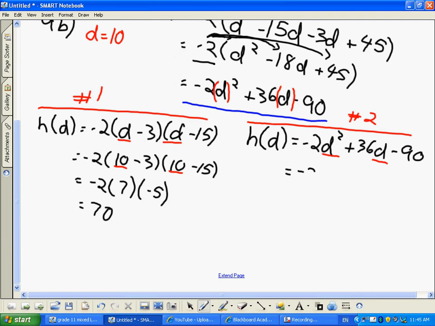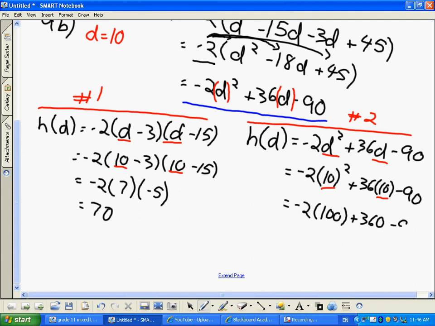Exact same thing over here in this equation. -2, I put 10 in for D. Now, make sure, guys, that when you replace a variable that has an exponent, in our case we have the power of 2, I need you to put it to the power of 2 first. Don't multiply first. According to BEDMAS, we always do exponents first. So when you go to evaluate that, we have to do 10 squared first. Plus 36 by 10, that's my other D. Subtract 90. This is going to become negative 2 times 100. 10 squared is 100. 360 minus 90.